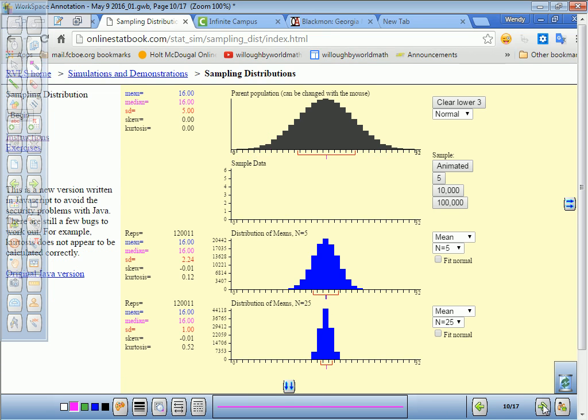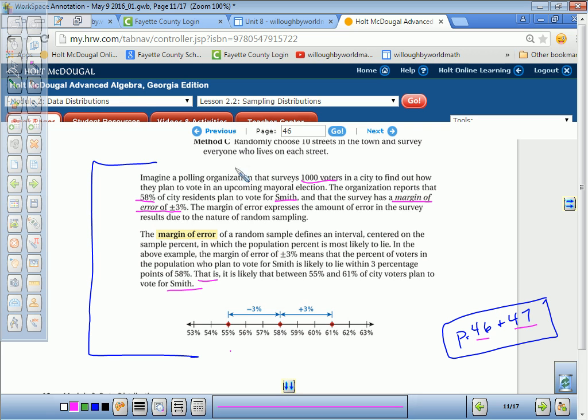Okay, the next thing we want to look at is margin of error. Now, there are actually calculations to determine margin of error, and those of you that are in AP Stat have probably done a good bit more than we're going to do with this. We're just going to do some basic interpretation given margin of error. So this is out of your textbook, the examples we're going to look at today. They're on page 46 and 47.